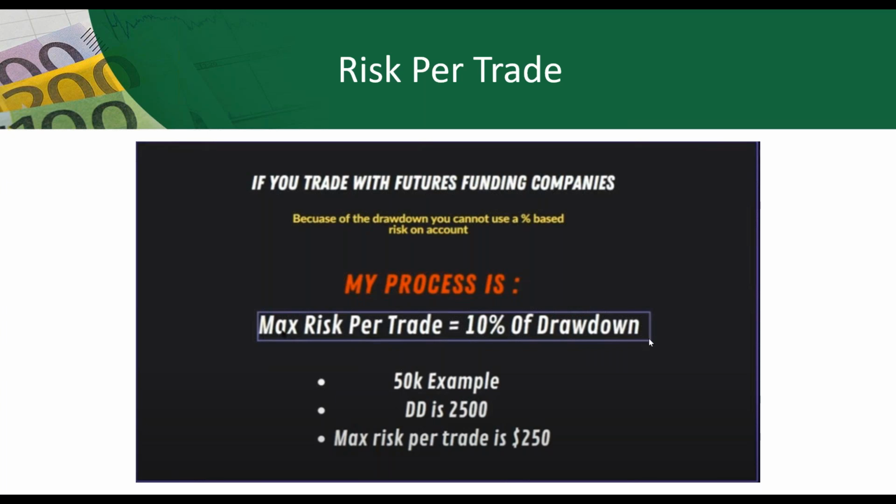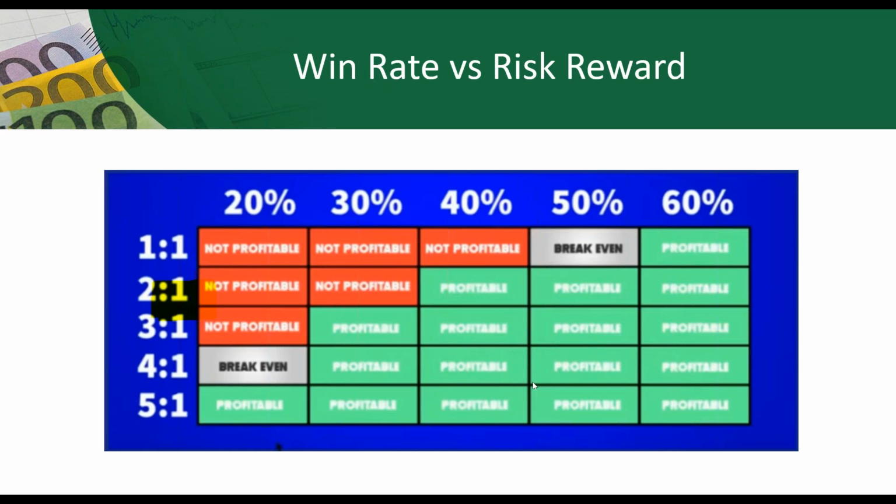So I don't risk any more than 10% of my drawdown on any one trade. And because I'm 70% win rate and my risk reward is 3.25 to 1, I don't really worry about this, because if I'm 3 to 1, I could be wrong 70% of the time and still make money. But if you're a 1-to-1 trader, you need to be at least 60% win rate to be profitable. A 2 to 1, you could be wrong 60% of the time and only be right 40% of the time and still make money. All right, so I wanted to put this up so people understand that.